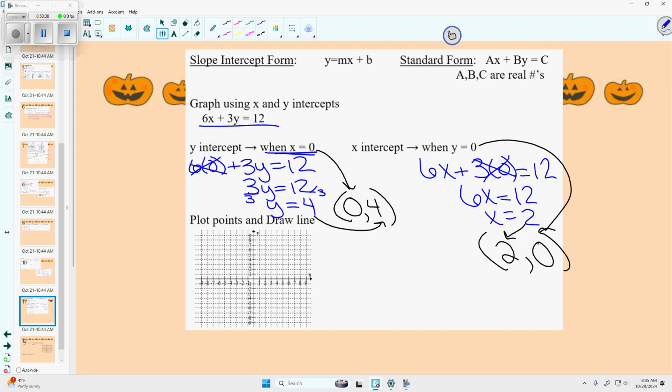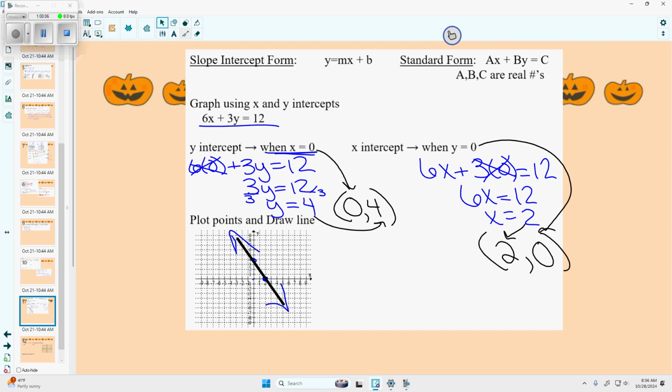Then we graph those 2 points. 0, 4: start at 0, 0, go up 4. 2, 0: start at 0, 0, go right 2. And then we draw on our line. What do you put at the ends? Beautiful. Using your straight edge, hopefully your straight edge is more accurate than mine is.